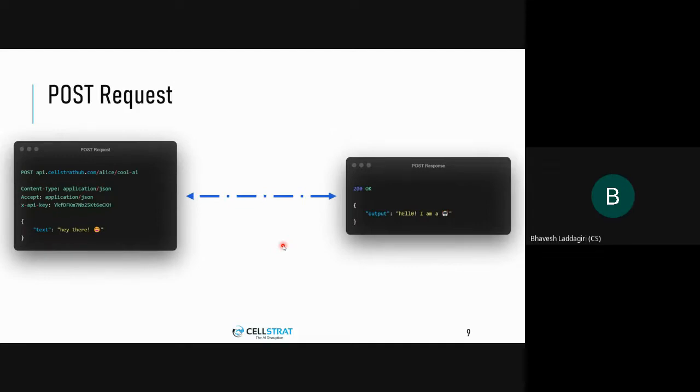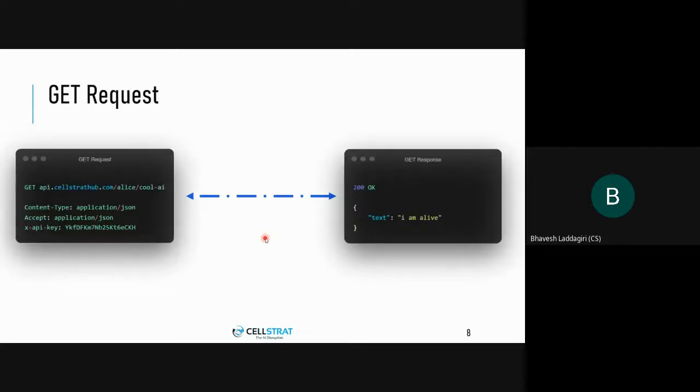In a POST request, however, as seen earlier, we do have a body. We have some text here, some kind of JSON object. We send it to the server, and the server responds with some kind of output. So this is a general input-output scenario: you send an input, you get an output. This is a POST request.